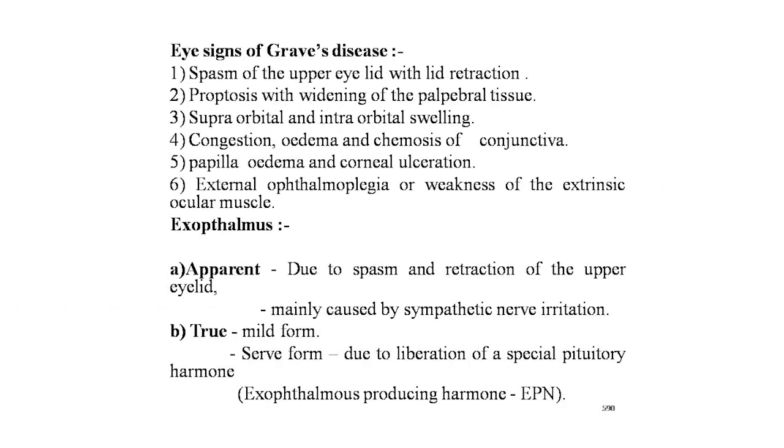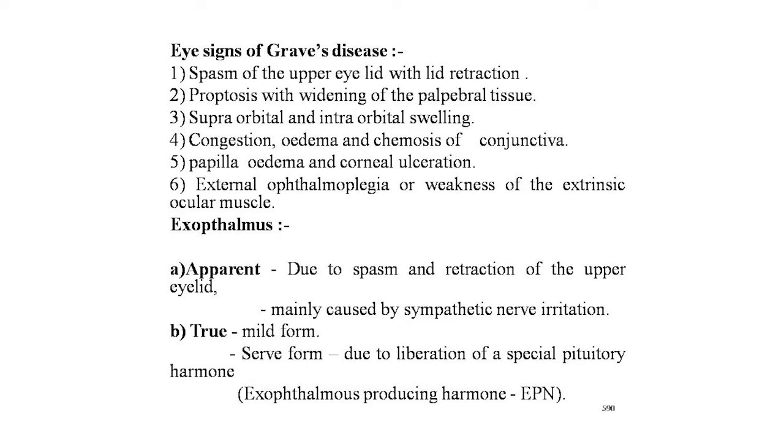Eye signs of Graves' disease are spasm of the upper eyelid with lid retraction, proptosis with widening of the palpebral fissure, supraorbital and infraorbital swelling, congestion, edema and chemosis of the conjunctiva, papilledema and corneal ulceration, external ophthalmoplegia and weakness of the extrinsic ocular muscles. Exophthalmos is the main sign of Graves' disease. Exophthalmos means protrusion of the eyeball.